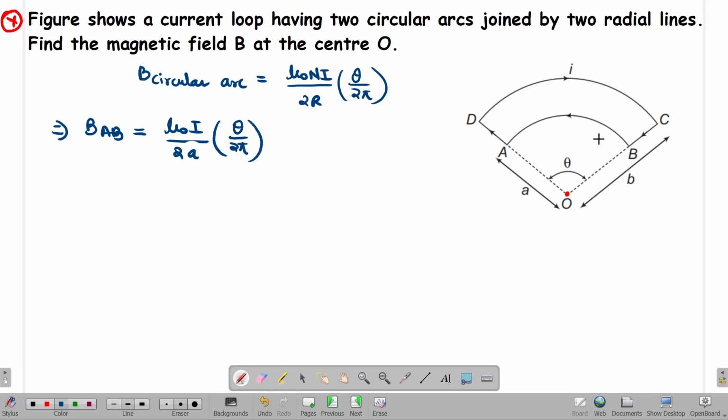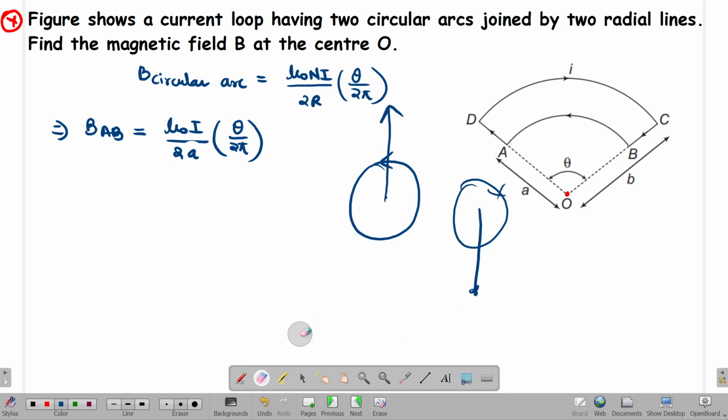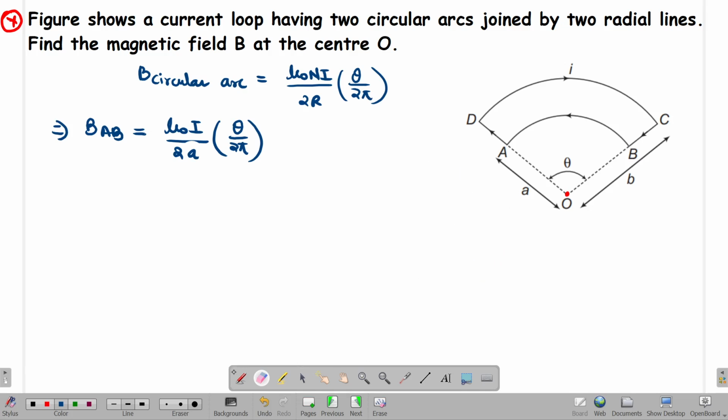If the current is rotating like this, put your thumb like this. Here it is anti-clockwise direction. Remember, for anti-clockwise direction current, the magnetic field is upward. For clockwise direction, the magnetic field is downwards. So this will be along plus k cap.